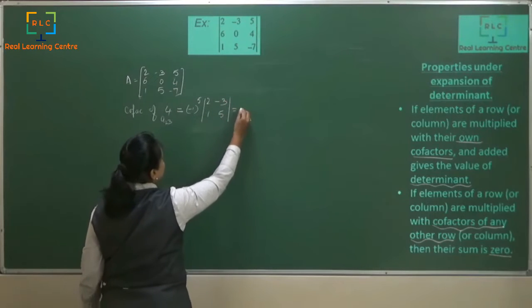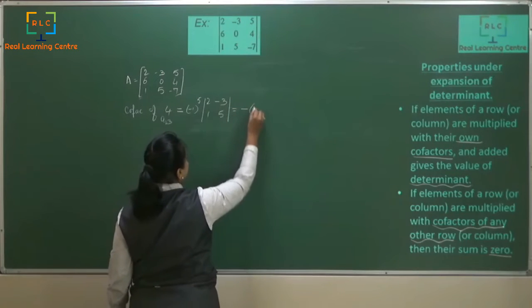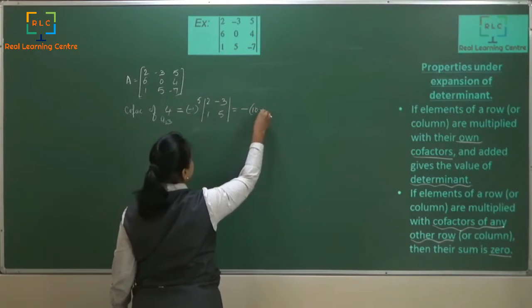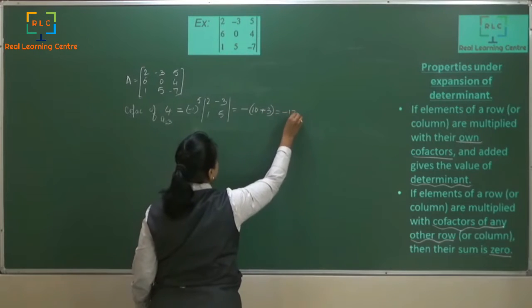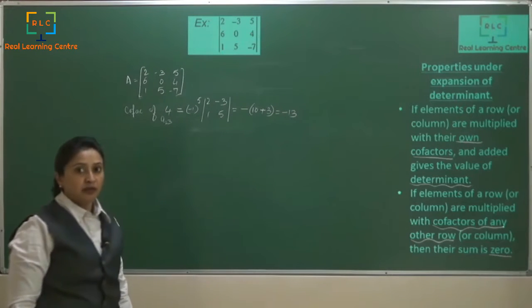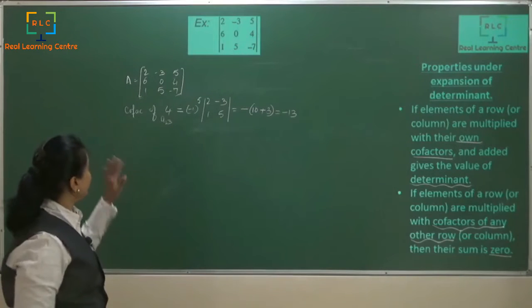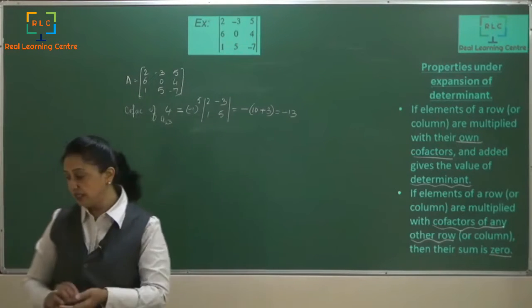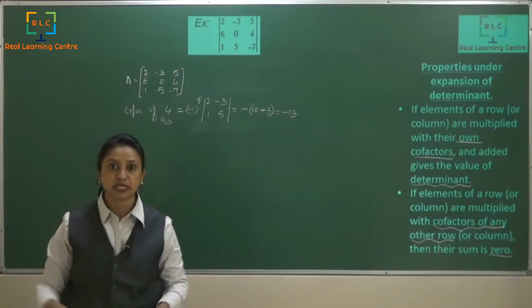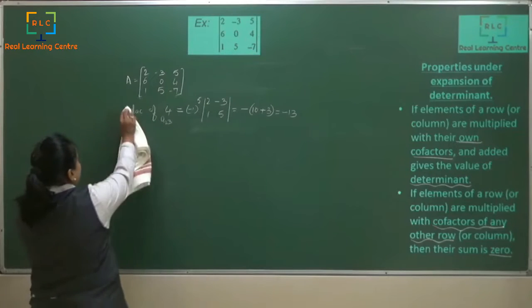Which will be equal to minus 5 2s are 10, minus 3 will become plus 3, and this is equal to minus 13. Okay, so now this is the way of taking out a cofactor. Now, to take out the cofactors of all these 9 elements, there is a method which I can tell you in a very simple way.